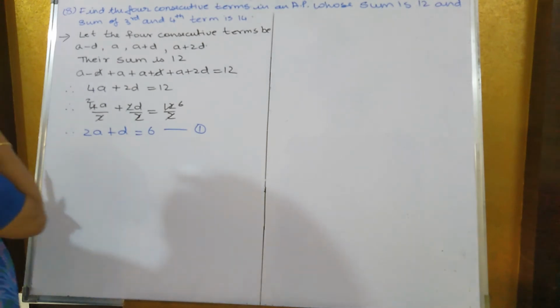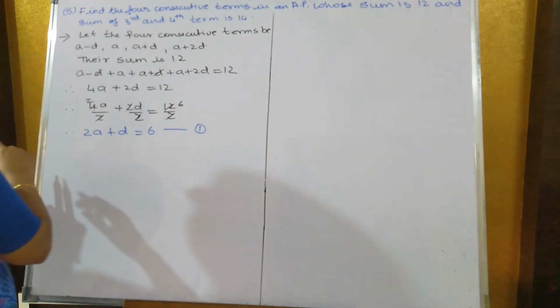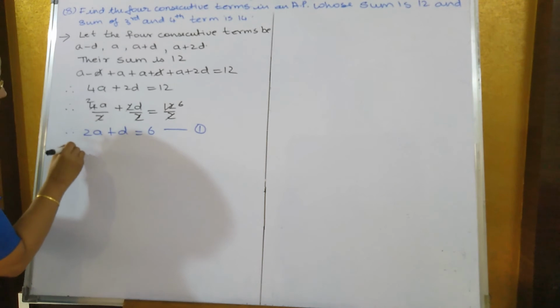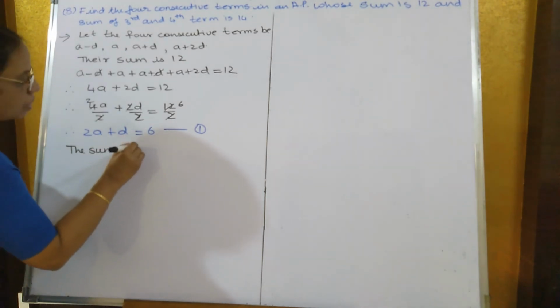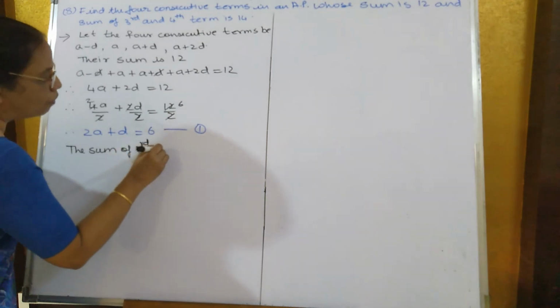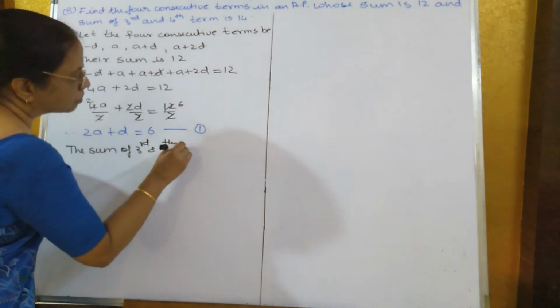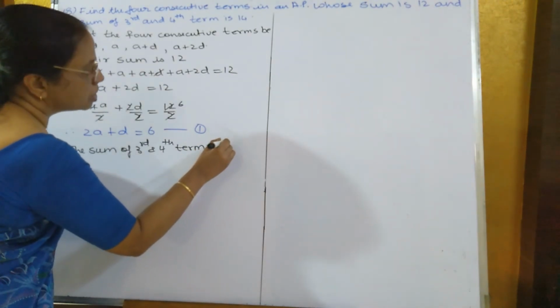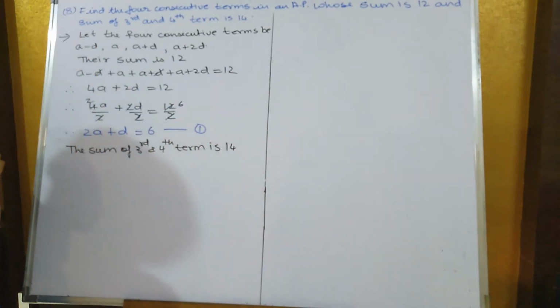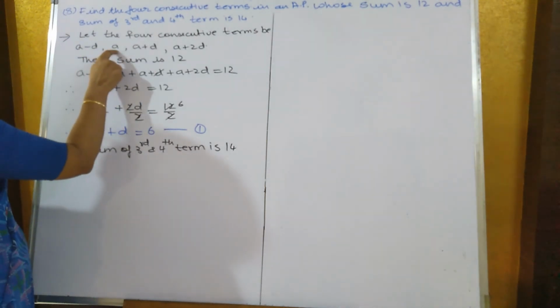Now they have given the sum of third and fourth term is 14, which is the third and the fourth term. This is the first term, this is the second, this is third and fourth.